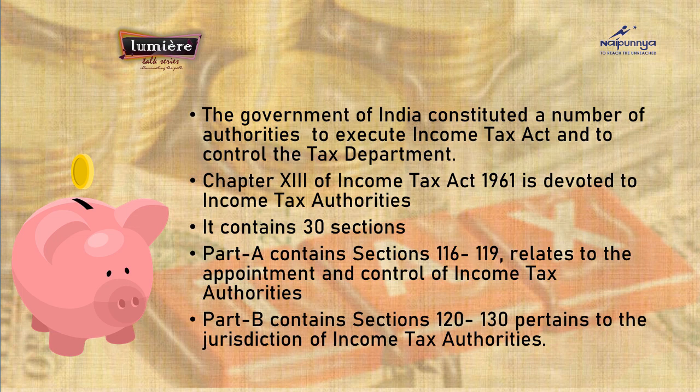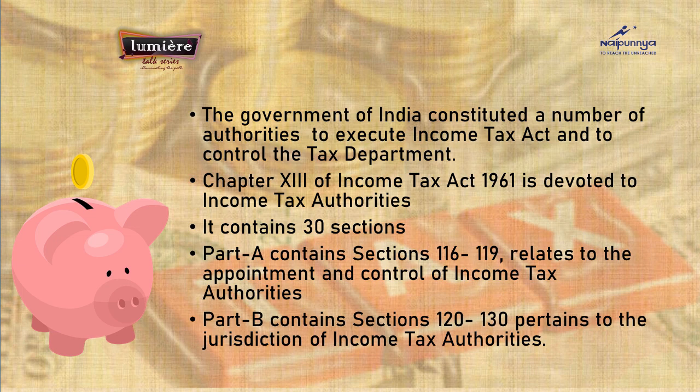Income tax authorities are defined under section 116 of the Income Tax Act. The government of India constituted a number of authorities to execute income tax and to control the tax department. It is mentioned in chapter 13 of the Income Tax Act of 1961, which is especially devoted to income tax authorities, and it contains 30 sections. Part A contains sections 116 to 119, which relate to the appointment and control of income tax authorities.